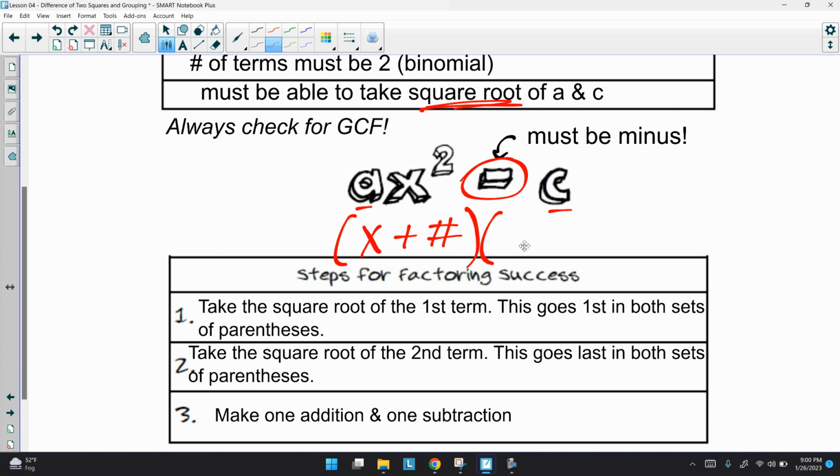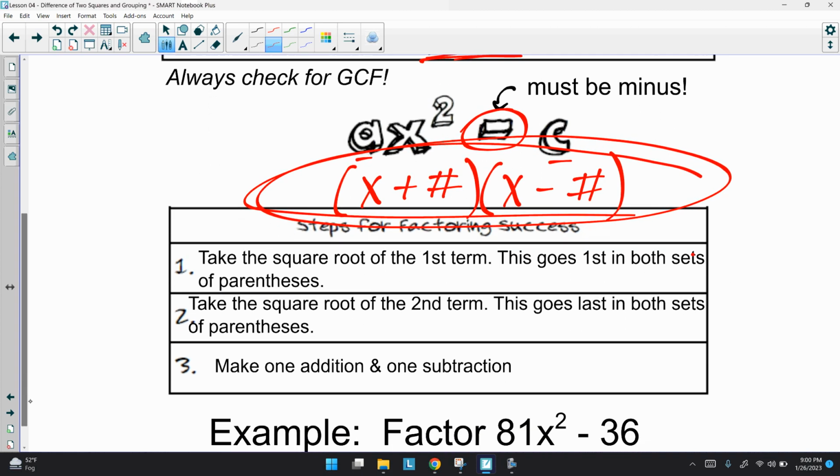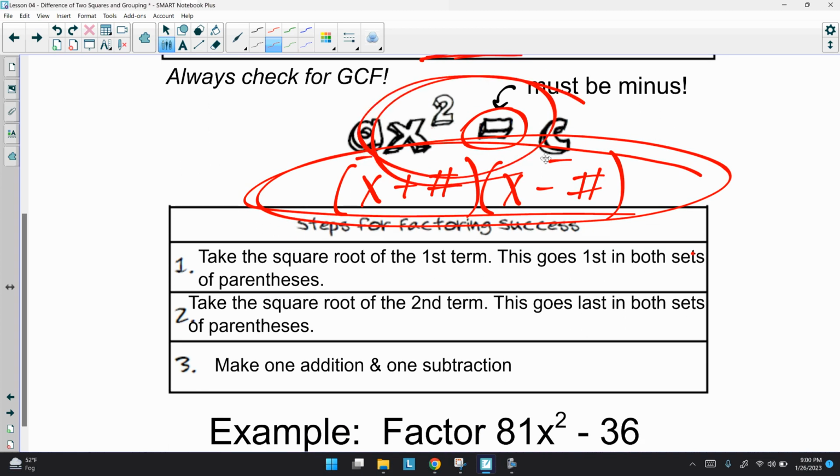And, x minus a number. Remember, these were called conjugates. And the cool thing about conjugates is there's no middle term. See, we don't have a b. Where's that b? I don't know.